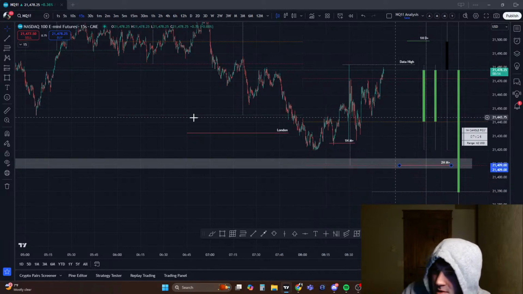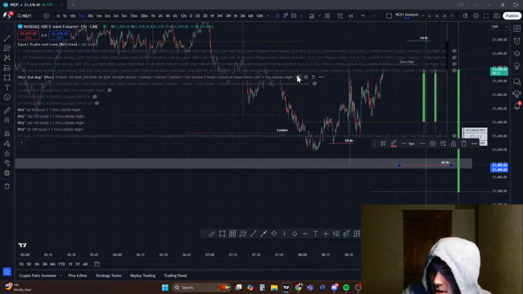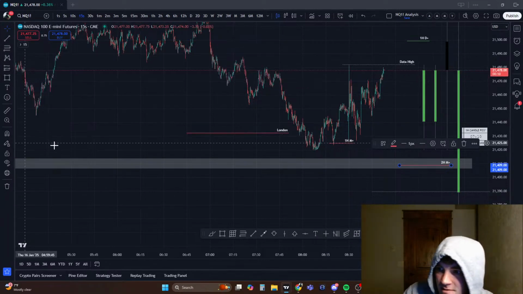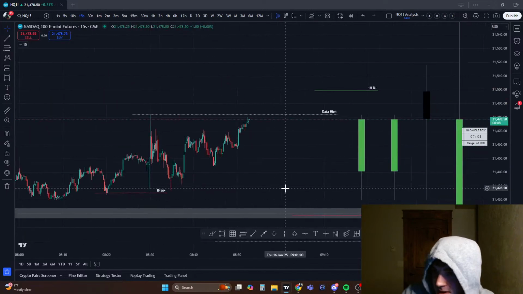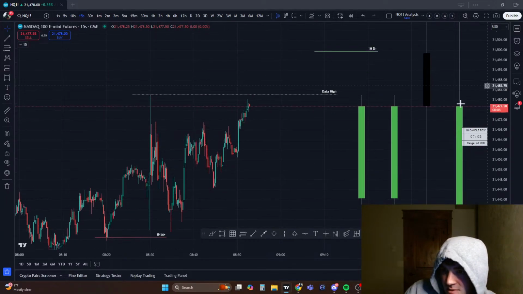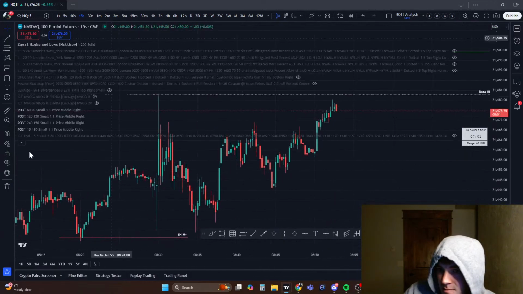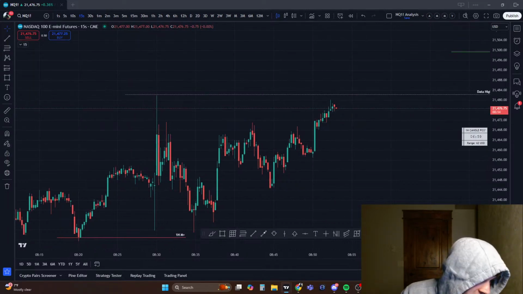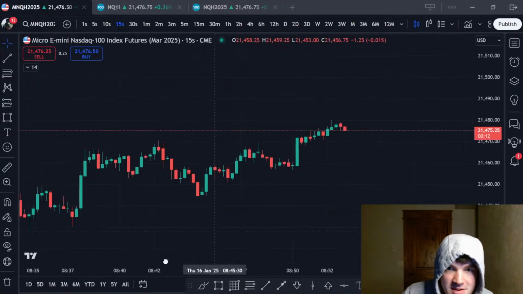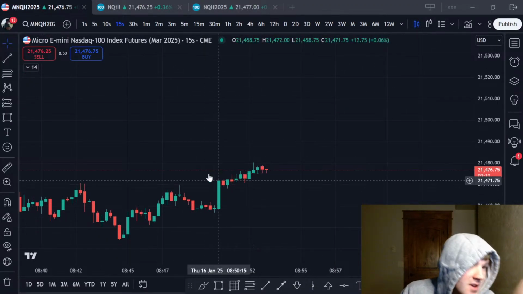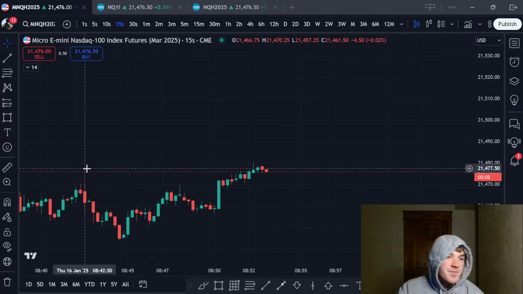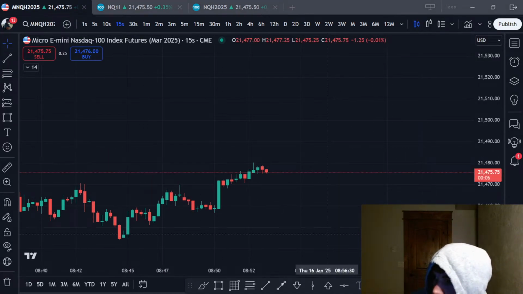Once again, for everyone who's looking at my screen like, what the heck is going on? This is not my main screen. This is just the screen I look at as a reference while I'm trading because I think it's helpful. But I trade on this screen over here. This is the screen I trade on. I try and keep it clean.